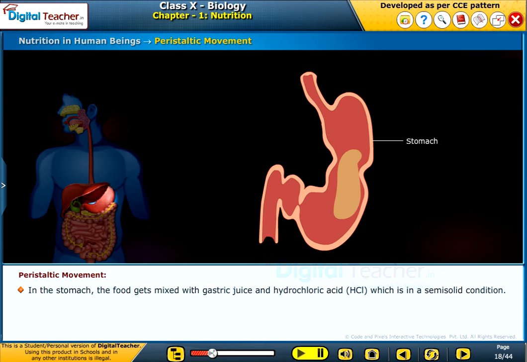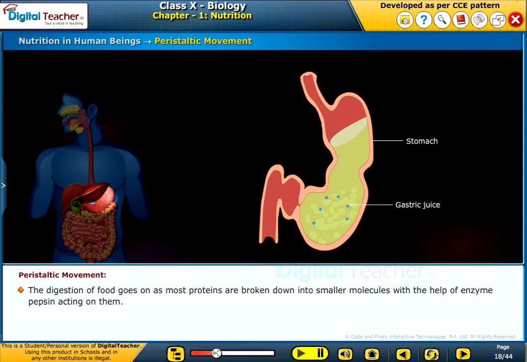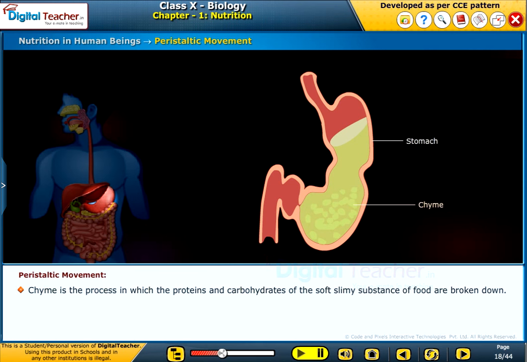In the stomach, the food gets mixed with gastric juice and HCl, and is in a semi-solid condition. The digestion of food goes on as most proteins are broken down into smaller molecules with the help of the enzyme pepsin acting on them. Chyme is the soft, slimy substance formed when the proteins and carbohydrates of the food are broken down.